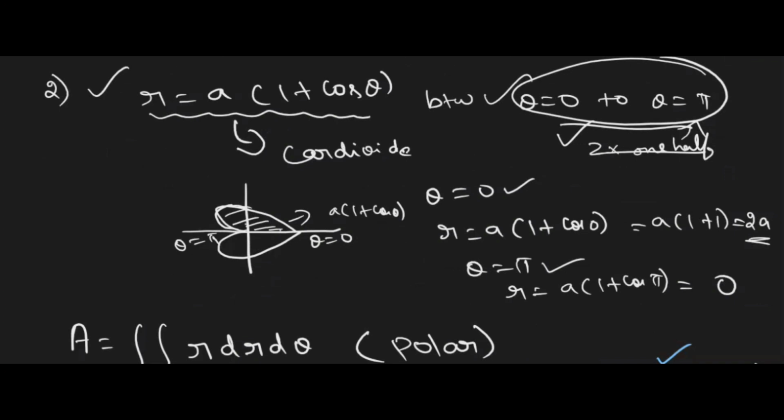If they ask the entire area, what will we do? 2 into integral 0 to pi, only half of it. I'll find this and then multiply by 2. Since they have asked only from 0 to pi, I didn't multiply with 2 in this problem.